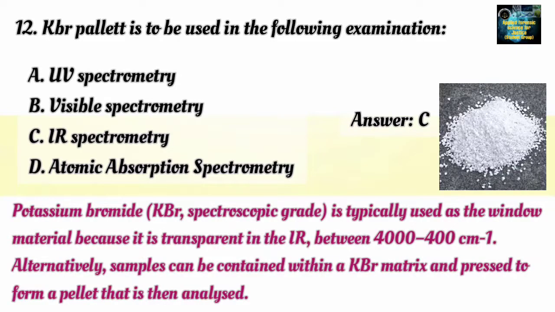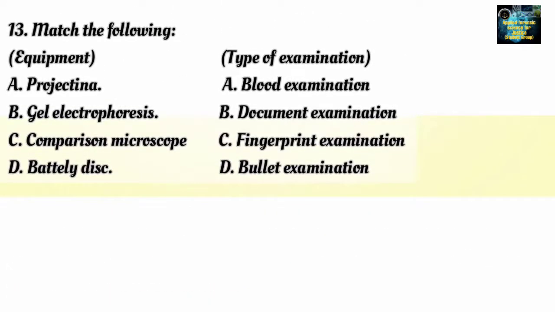Potassium bromide, spectrometric grade, is typically used as the window material because it is transparent in the IR between 4000 to 400 cm inverse. Alternatively, sample can be contained within a potassium bromide matrix and pressed to form a pellet that is then analyzed.